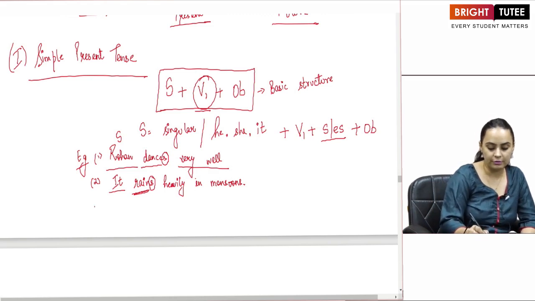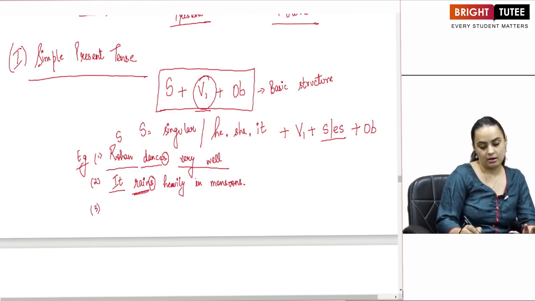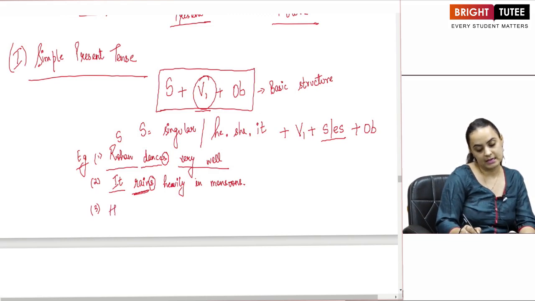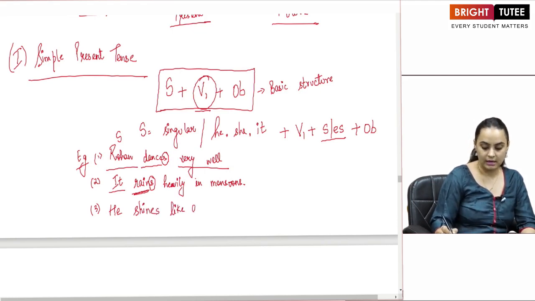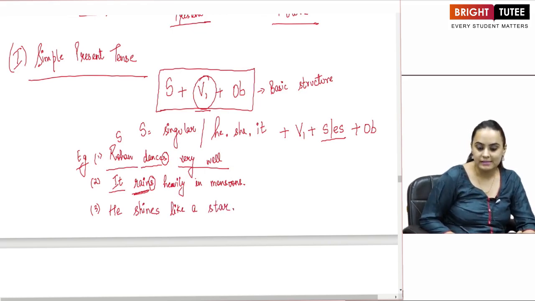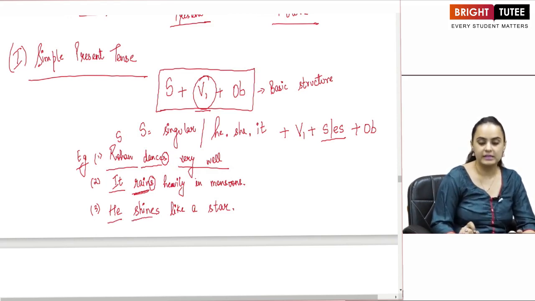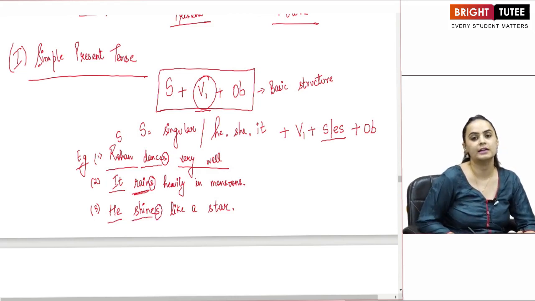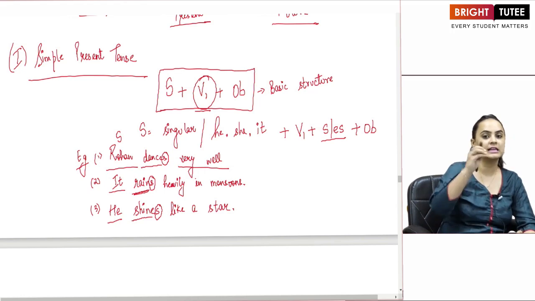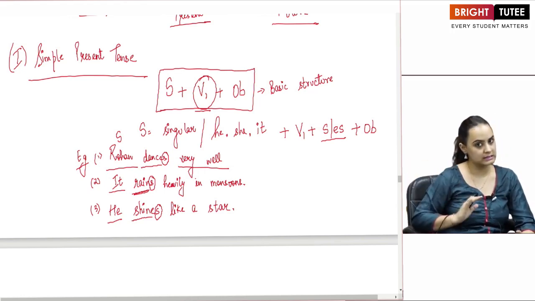If I give you another example, he shines like a star. What is my subject? He, which is singular. The first form of the verb is shine. Since my subject is singular, that is why I have added an s to the end of the verb. The sentence becomes, he shines like a star.